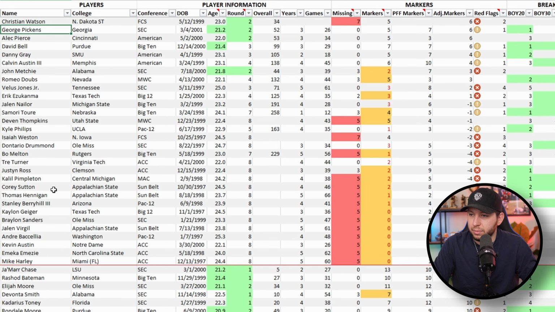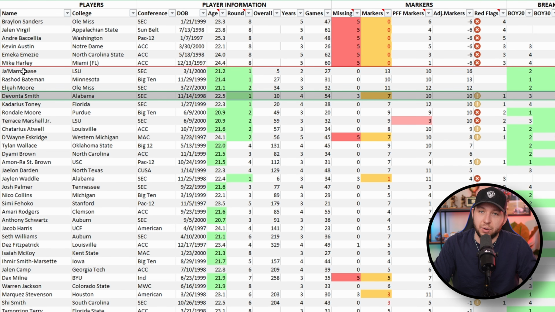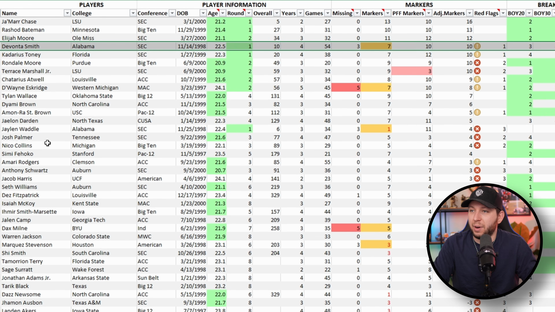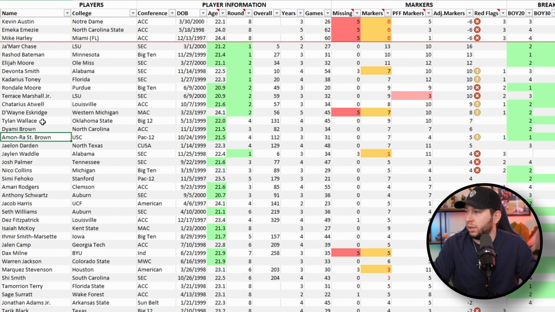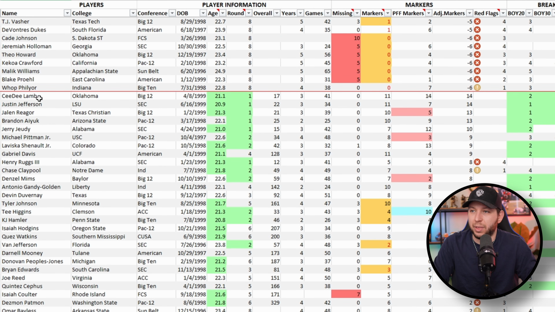Pickens. Yeah, there's other names. 2021, Chase, Bateman, Elijah Moore, Devonta Smith, Kadarius Toney. Again, Devonta Smith did not test. Had he tested, he would have been wide receiver 2. So it would have went Chase, Smith, Bateman. I feel like that's a pretty good list. Amon-Ra was even up here, still pretty well. He was a top 12 guy. So draft capital really kind of killed him, but he was still up there.